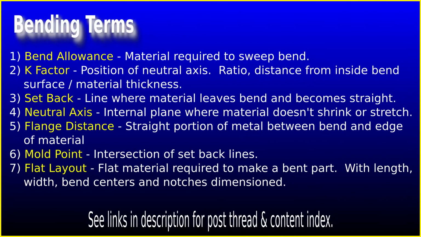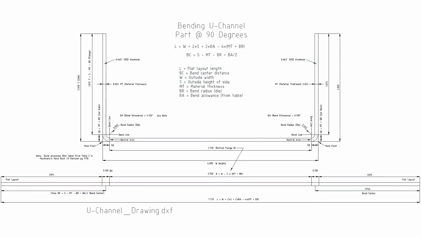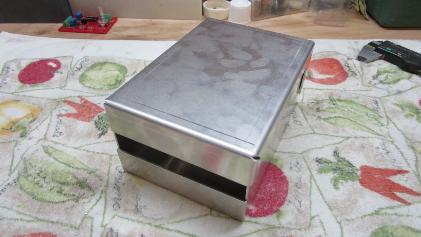In doing my own research, questions came up about bending sheet metal accurately. I encountered terms like bend allowance, K-factor, setback, neutral axis, flange distance, mold point, and flat layout. These relate mathematically and can be defined in formulas. It helps to understand these terms and how they relate. Most 3D modeling programs like FreeCAD will need a K-factor. There are links in the description to educational material.